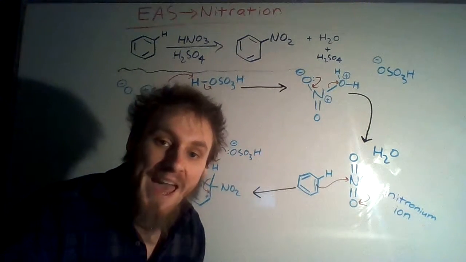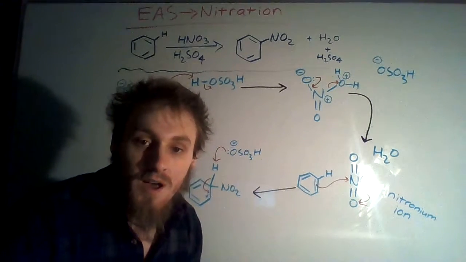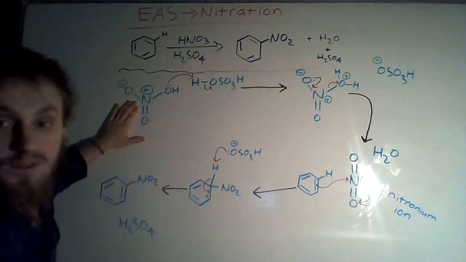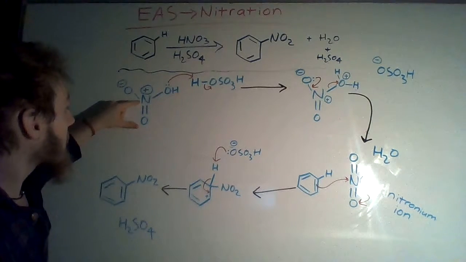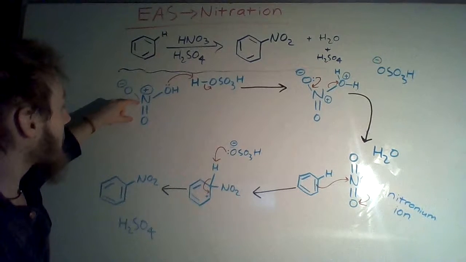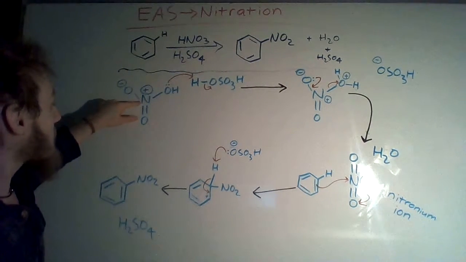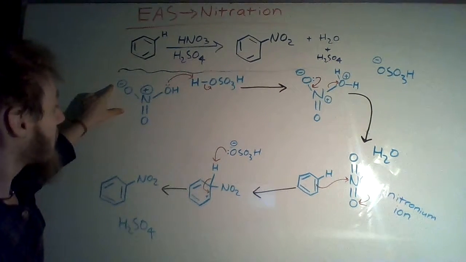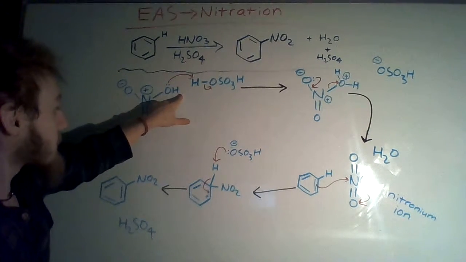And to explain how we can generate a good electrophile, I want to begin this discussion by talking a little bit about nitric acid. All right, so here we have the structure of nitric acid. Notice that we have a central nitrogen atom with a positive charge associated with it. And then we have that nitrogen double bonded to an oxygen. And that nitrogen is also connected to another oxygen that has a negative charge associated with it. And then this nitrogen is also connected to an OH.